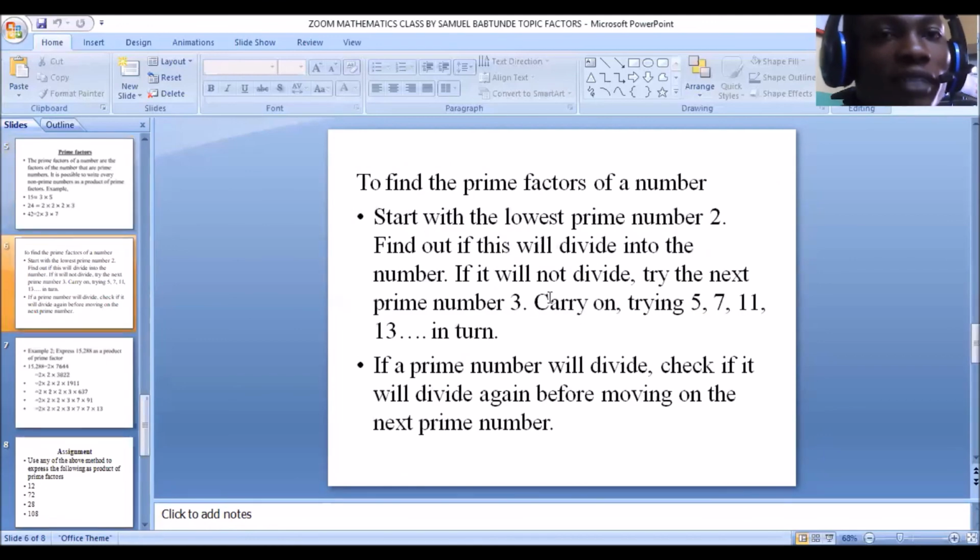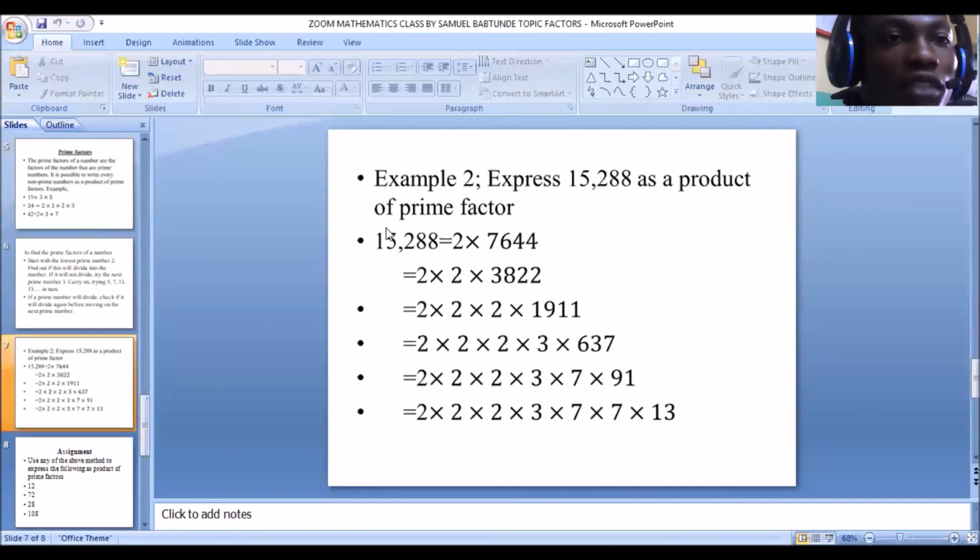And we say to express a number as a product of its prime factors, we have to start with the lowest prime number, which is 2. You start first and check if the number is divisible, like how we did for 15,288. We check if it is divisible by 2. And yes, but if it is not divisible by 2, you just skip it and move to the next prime number, which is 3. But if you find out that it's divisible by 2, you divide.